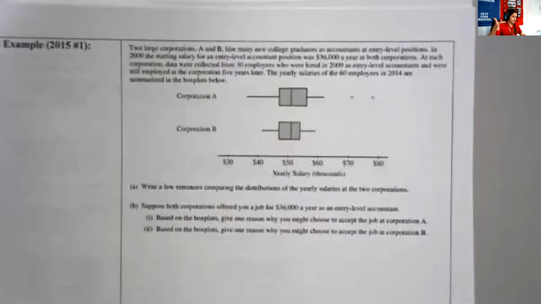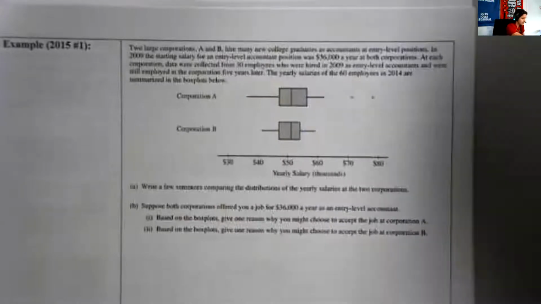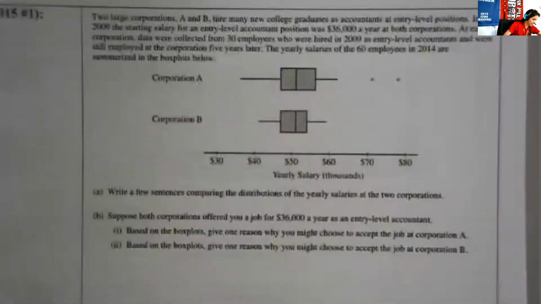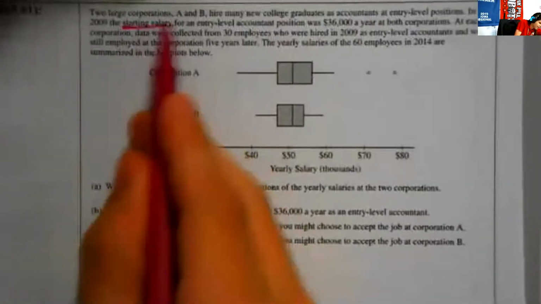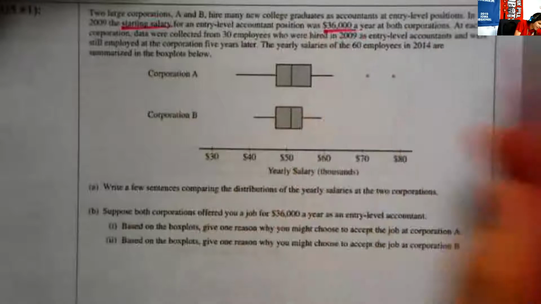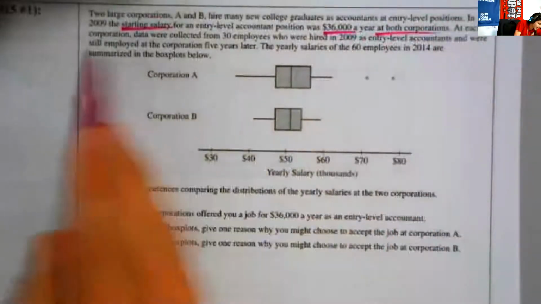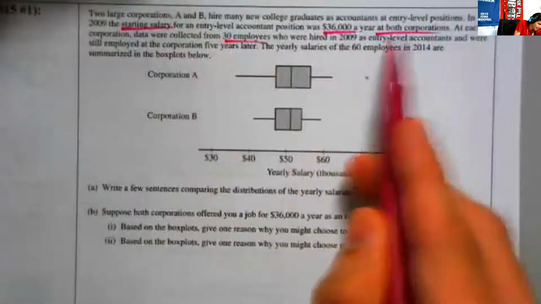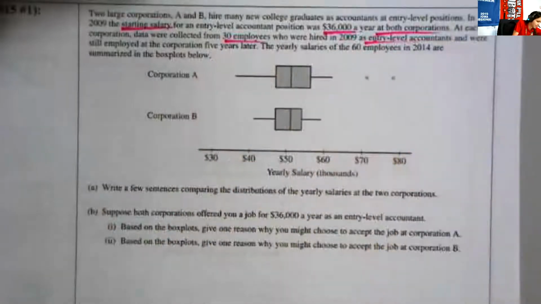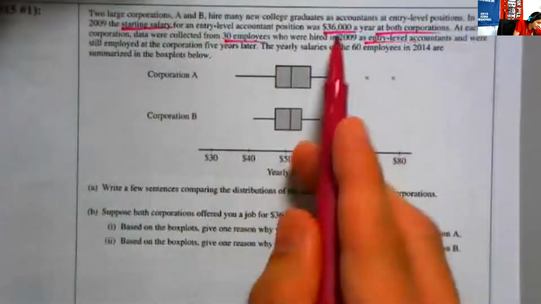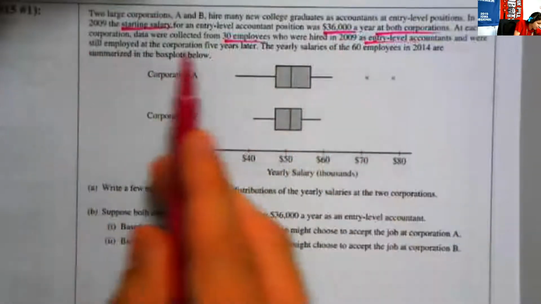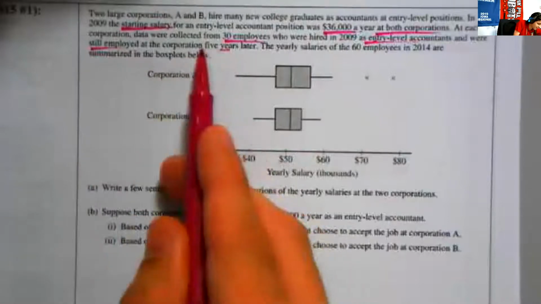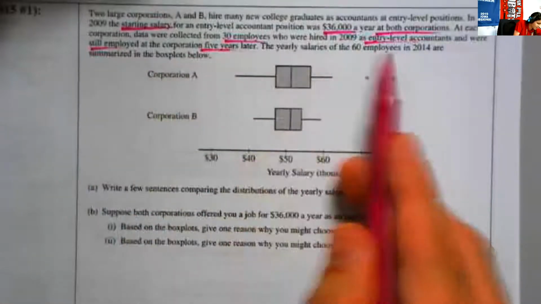Now is your chance to take a moment to look at an AP example problem with some box plots. You have a couple companies, and you need to read through this. In 2009, the starting salary for an entry-level accountant position was $36,000 a year at both corporations. At each corporation, data were collected for 30 employees that were hired as entry-level accountants. So all these folks came in starting at 36,000, and were still employed by the corporation 5 years later. The salaries of those 60 employees are shown below.